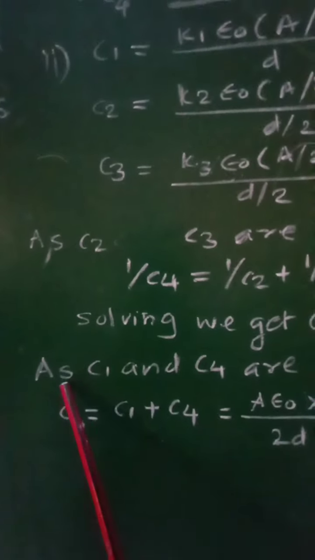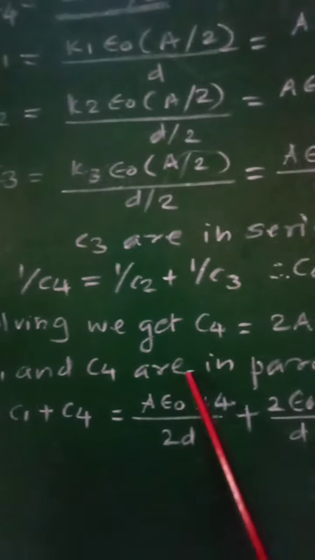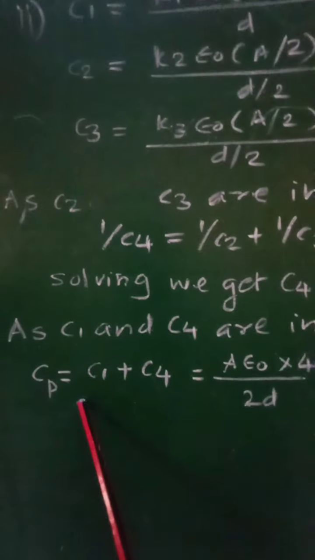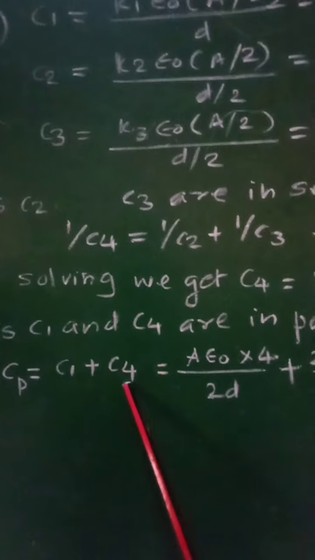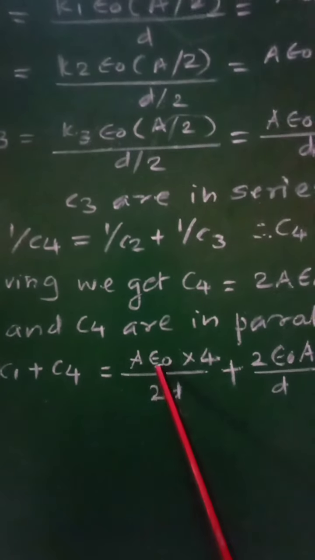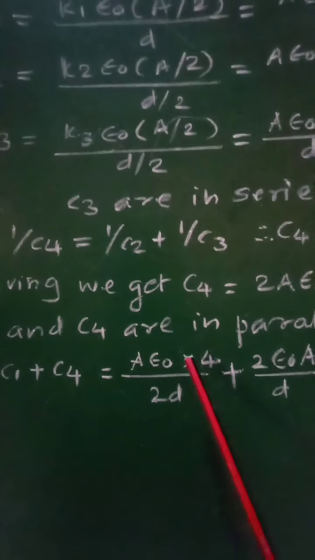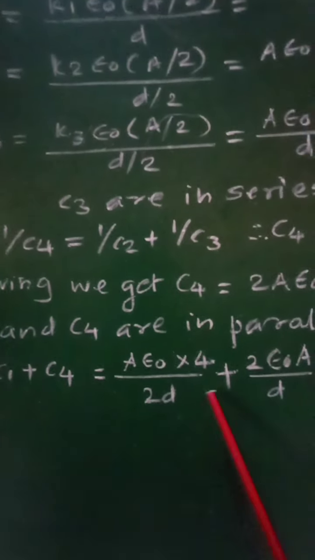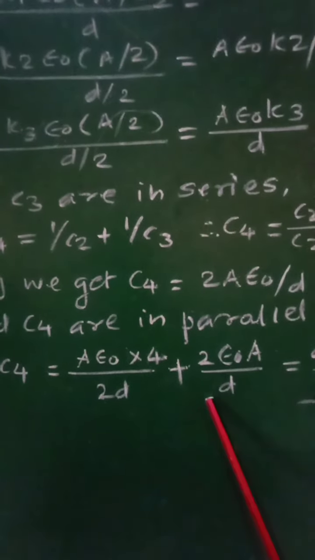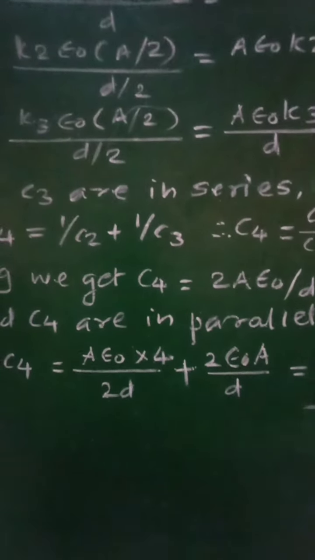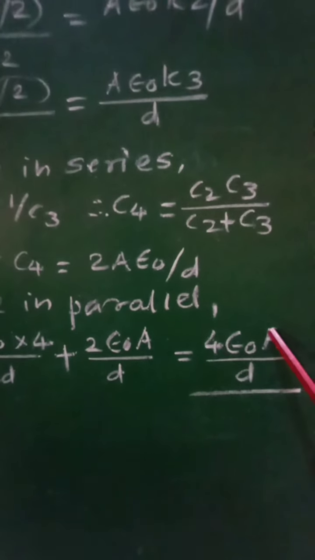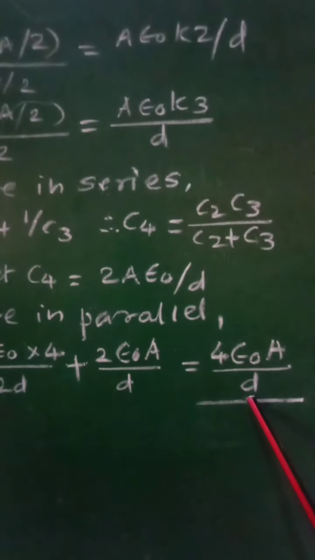Now further, as C1 and C4 are connected in parallel, we can write Cp equal to C1 plus C4, that will be equal to A epsilon 0 into 4 upon 2D, as K1 is equal to 4 here, plus 2 epsilon 0 A upon D. Solving this, we will get 4 epsilon 0 A upon D. This will be the required result.